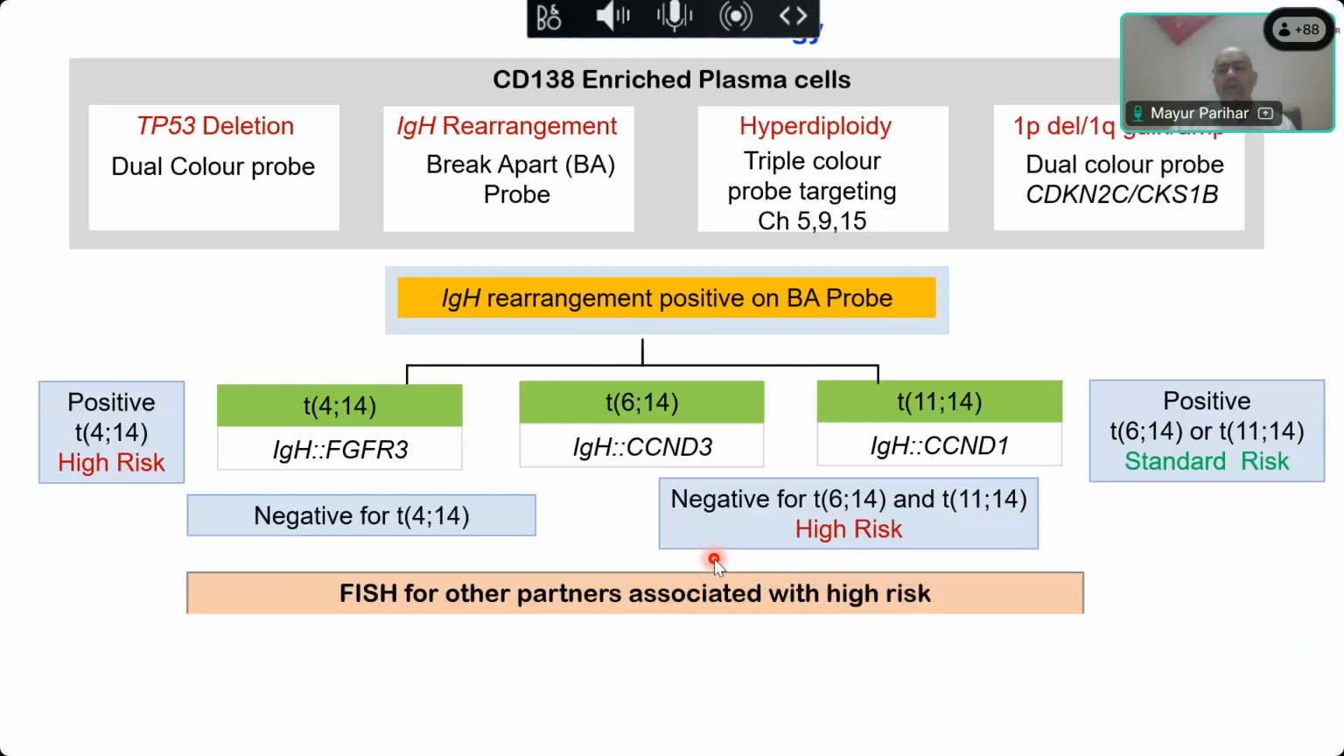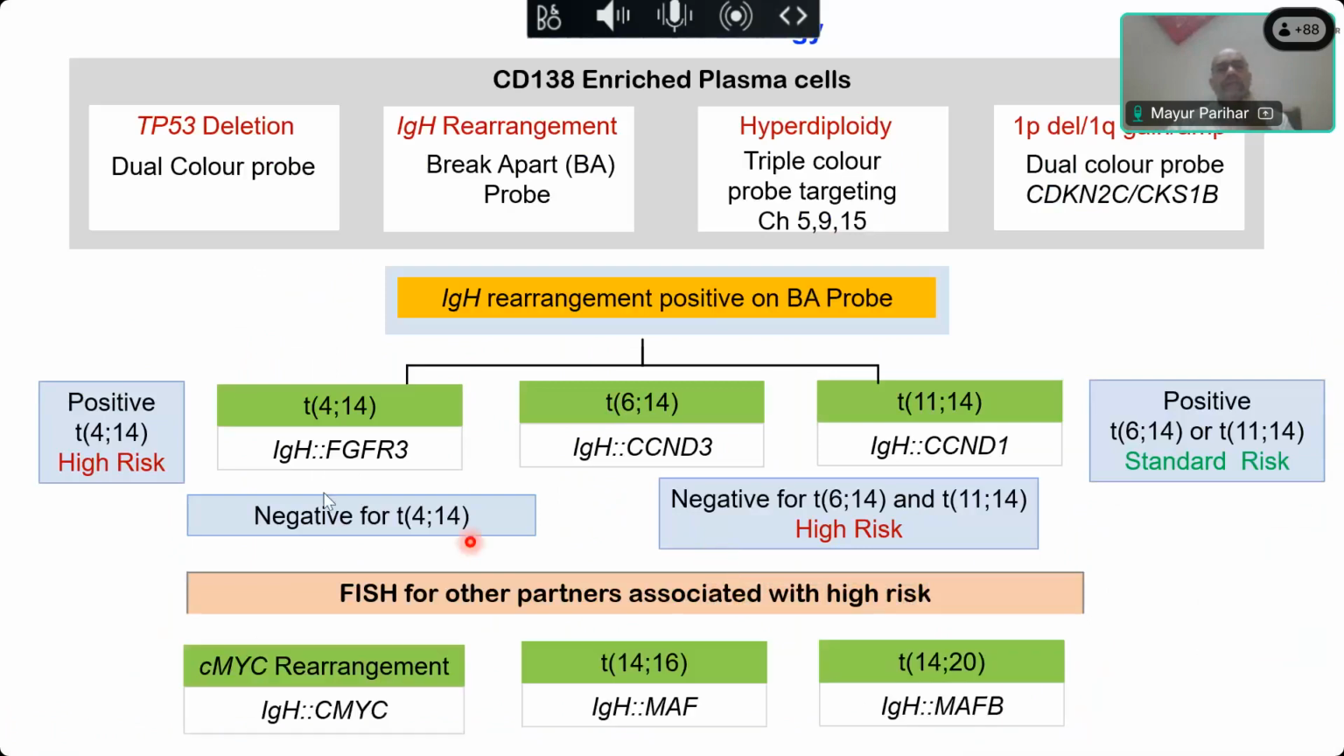So this is what we do in our center. We first use these four probes. We use an IGH break apart probe, wherein only when the IGH is positive, we go about looking for partners.